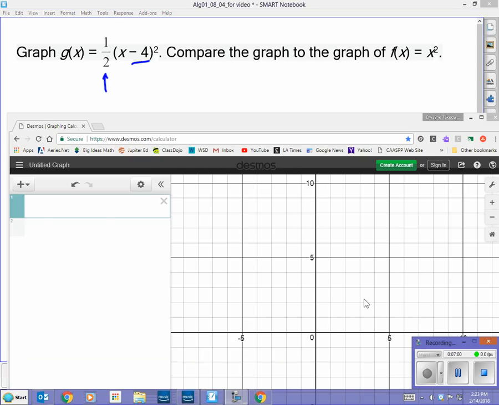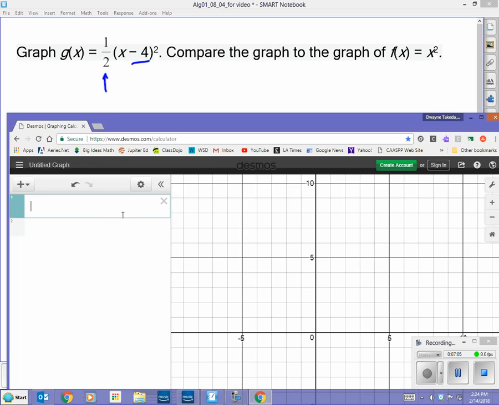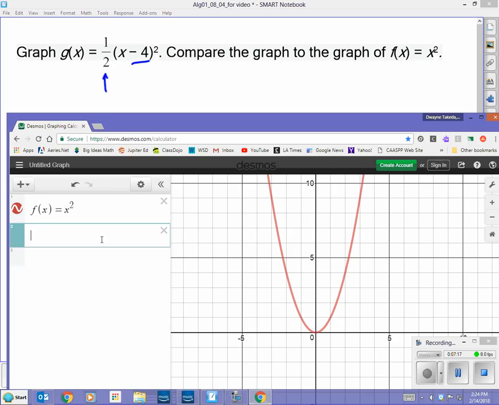So here's our old friend Desmos, graphing calculator. And I'm going to just start with f of x equals x squared. So that's kind of our parent function, just a regular vanilla flavored parabola. And now I'm going to say g of x is equal to, okay, so I'm going to be multiplying by 1/2, which means it should be some kind of vertical shrink, and then x minus 4, and the whole quantity is going to be squared.